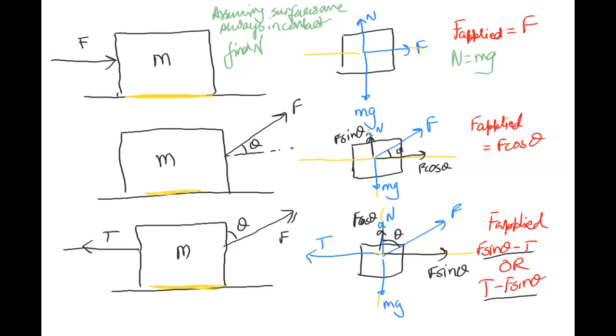हो गया? So in the second one, the value of n, I hope all have found, is equal to mg minus f sin theta. Right? यहाँ पे n will be mg minus f cos theta, right?